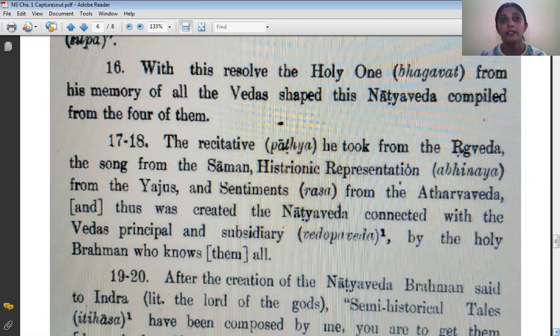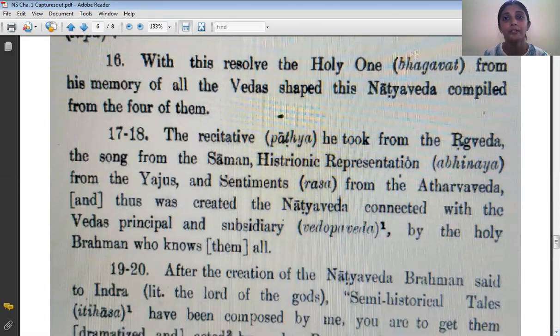Now here is a hint for MCQ as well. You can have this particular MCQ that in the Natyashastra, which element is taken from which Ved? Rugved, Samved, Yajurved, Atharva Ved. And a sentiment or Rasa is taken from Atharva Ved. That is the most important question here. You all have to remember. Let's go further.